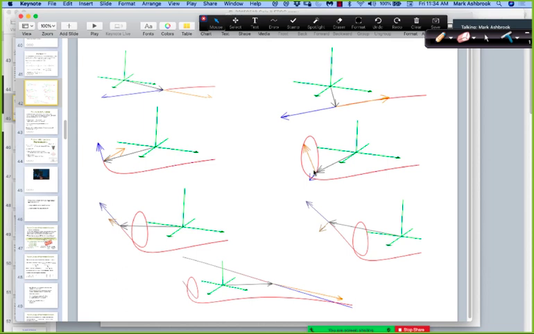Here's a lot of turning, right? So the acceleration vector is much longer. So there's a high degree of acceleration due to turning.